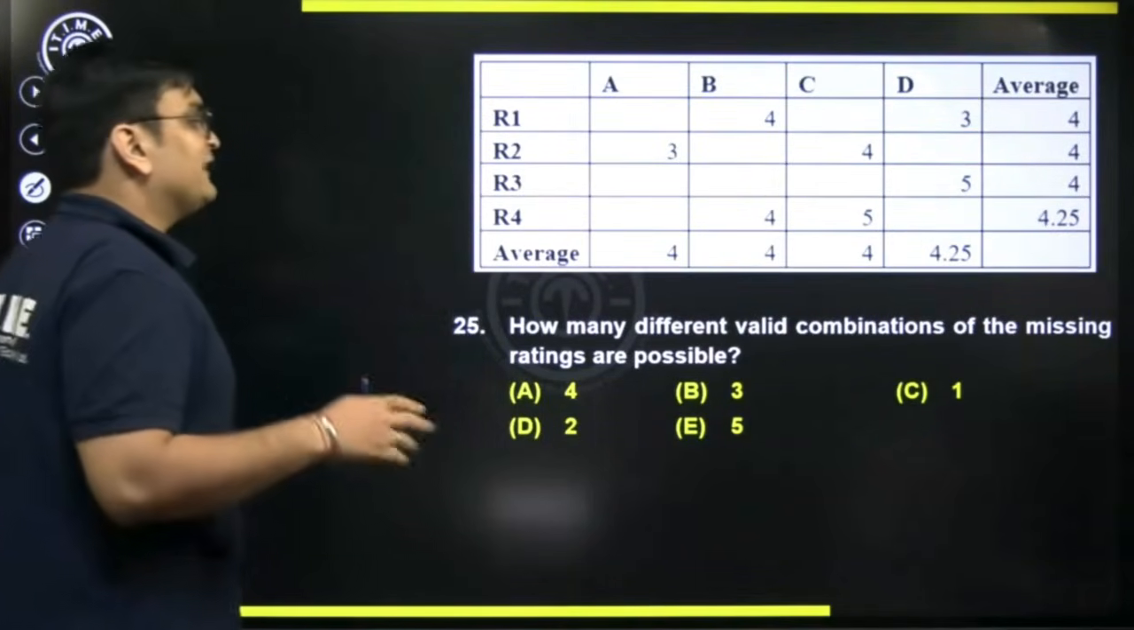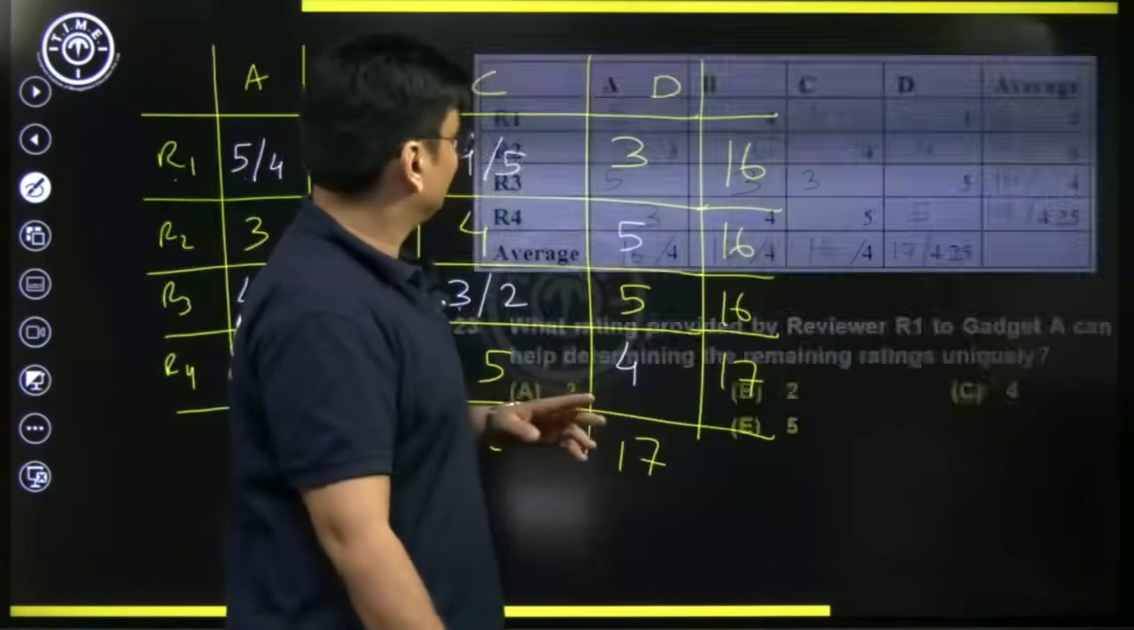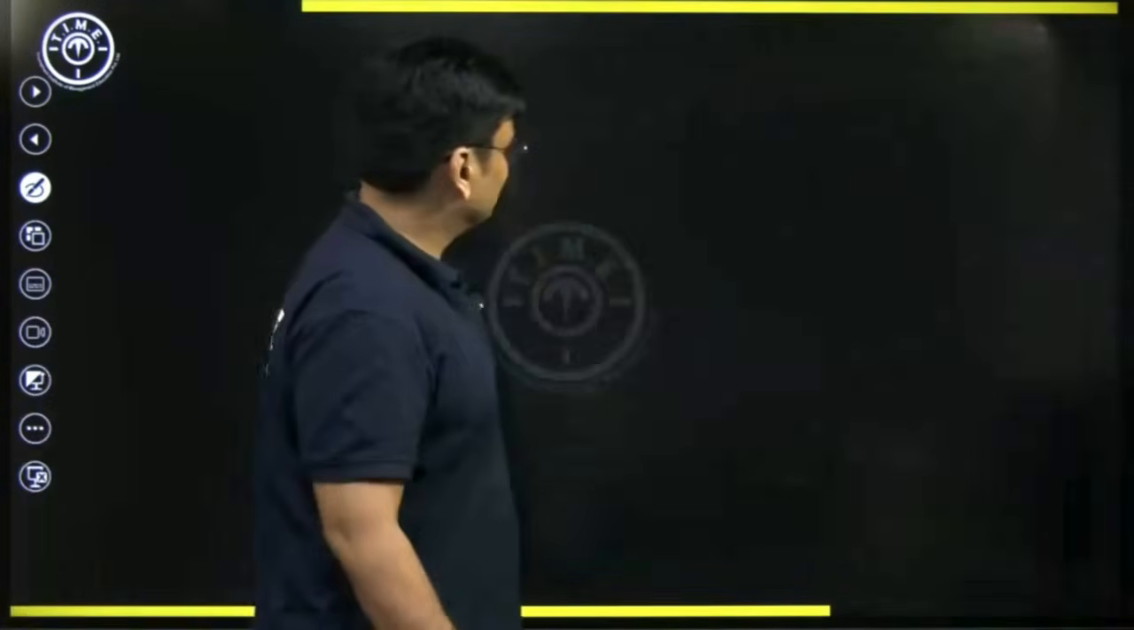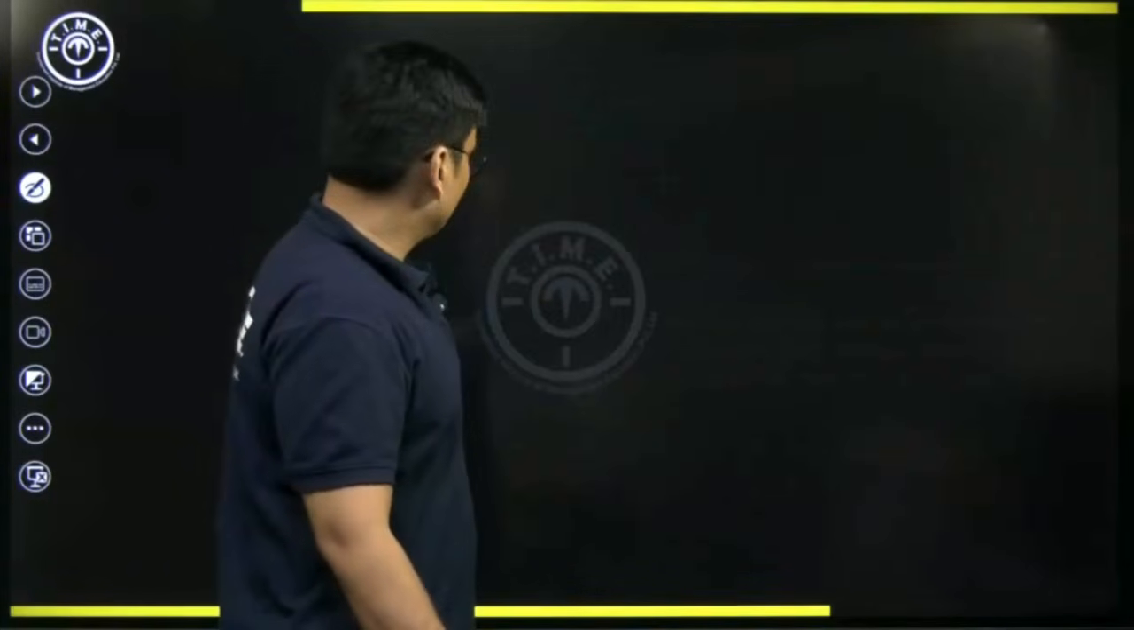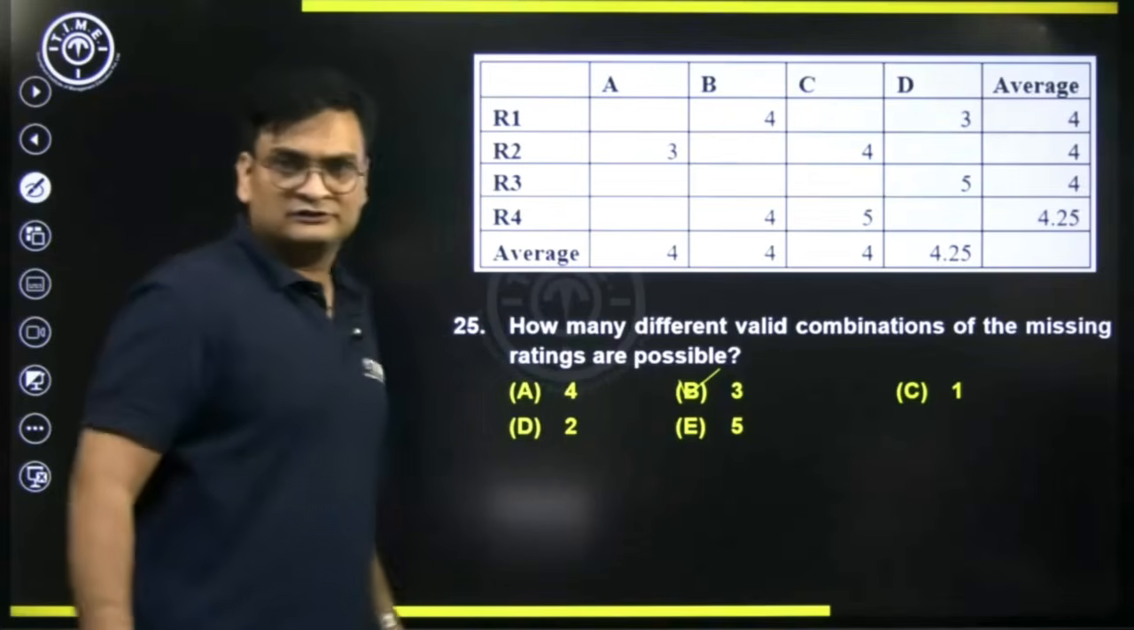How many different valid combinations of the missing ratings are possible? As we saw already, there were 3, 1 and here we got 2 more. So 1 and 2 will give you 3. So 3 will be the answer here. So second option choice will be the correct answer.